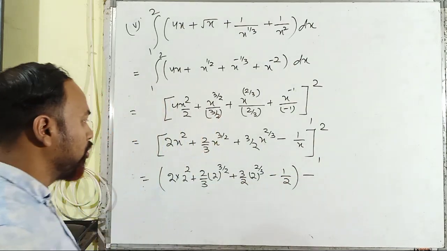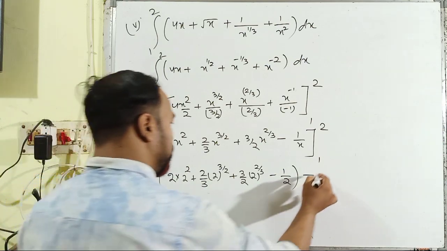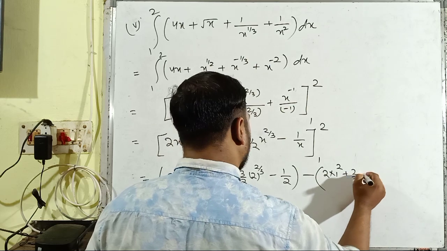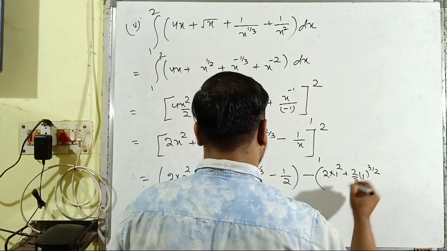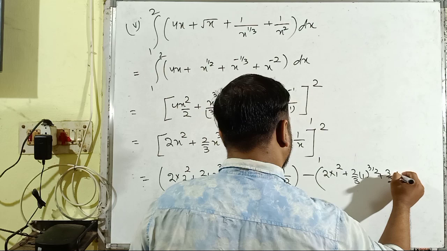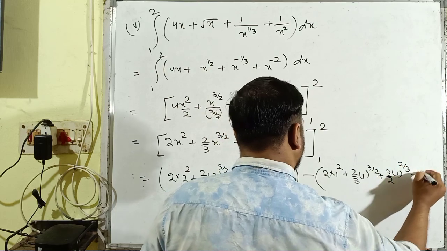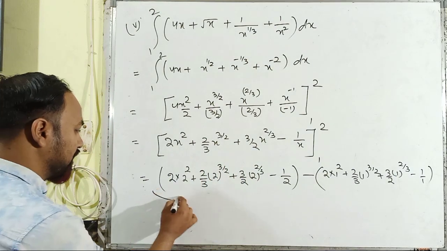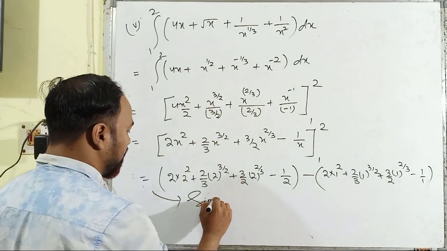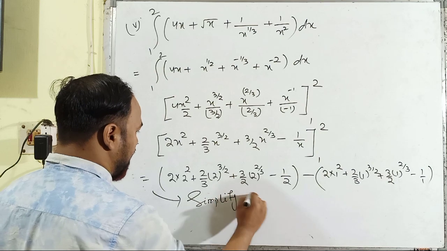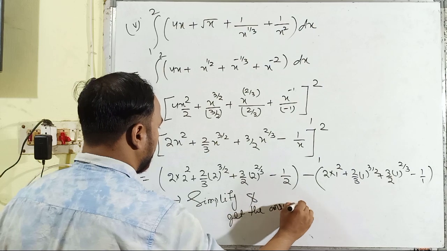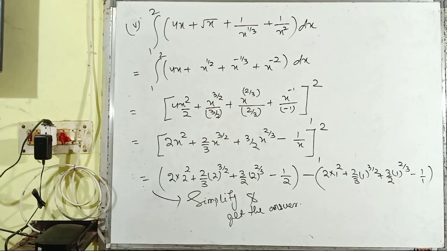Then we have to put the lower limit in place of the variable. It is 2 multiplied with 1 square plus 2 by 3, 1 to the power 3 by 2, then plus 3 by 2, 1 to the power 2 by 3, minus 1 upon 1, and then you have to simplify these steps, and these are the tasks for you. Just simplify and get the answer, and it is very much easy for you. So it is all about the problem number 5.